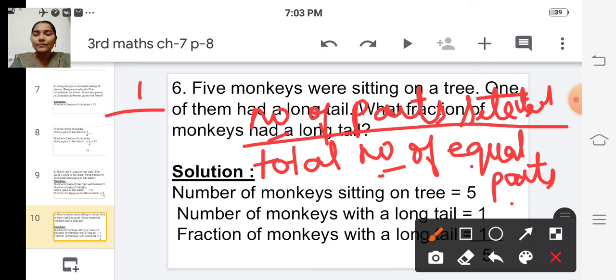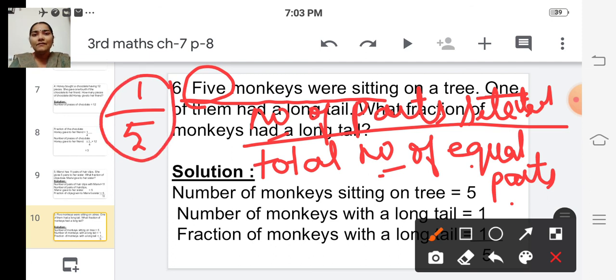Divided by the total number of equal parts. In this problem, the total number of monkeys. What is the total number? 5 monkeys were sitting on a tree. So the total number is 5. So the denominator is 5. So the fraction is 1 by 5. So the fraction of monkeys that have a long tail is 1 by 5.